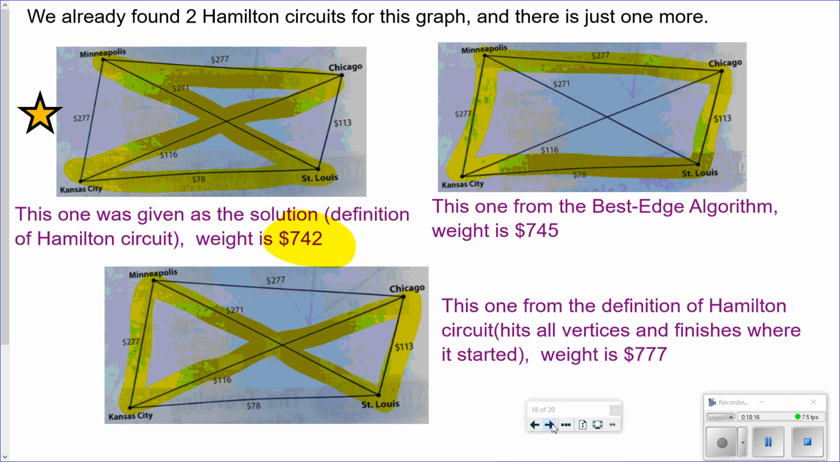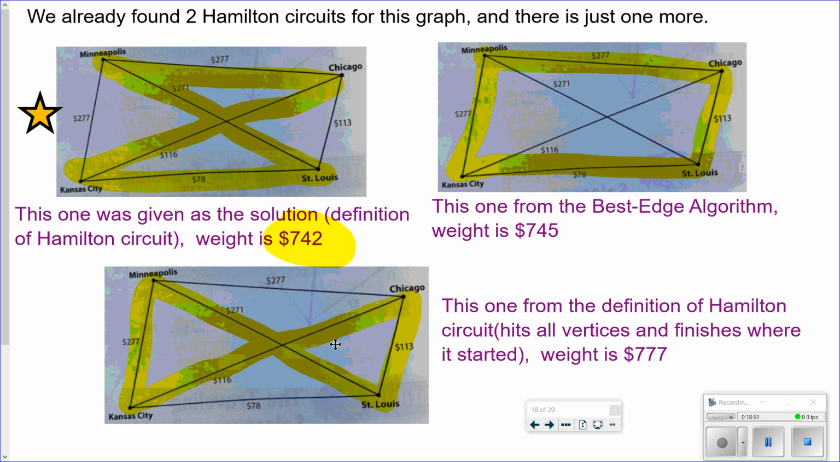Okay, so just to show you, this graph ends up having three Hamilton circuits. We've already talked about two. This is the one that we talked about first that gave us that 742 airfare total cost. And the one that we just found by doing the best edge algorithm did give us a Hamilton circuit, but its weight was 745, so it just wasn't the minimum Hamilton circuit.